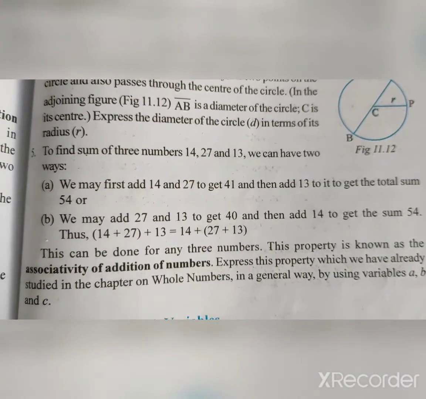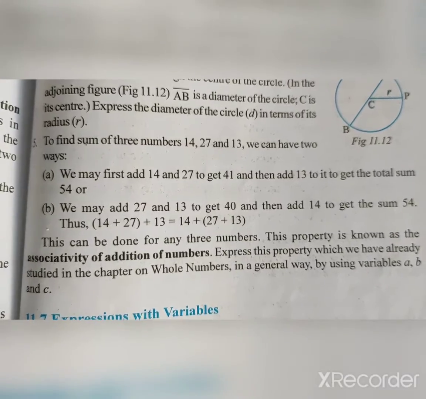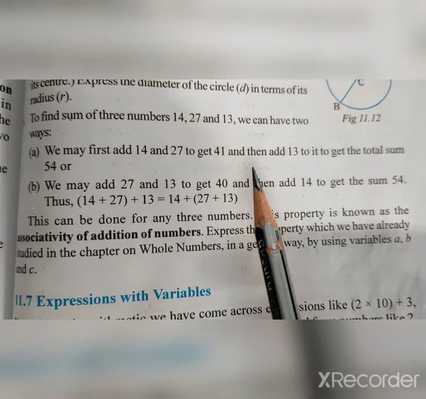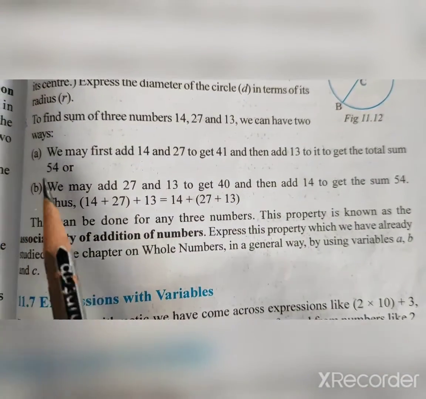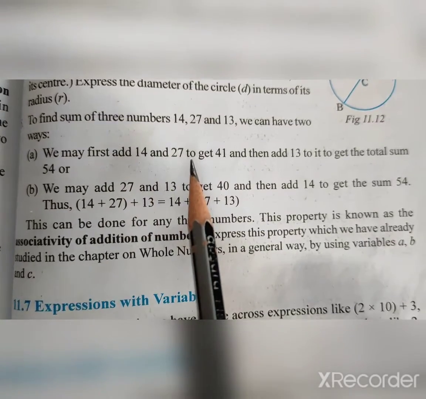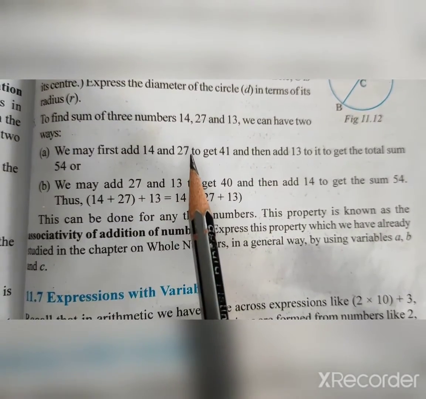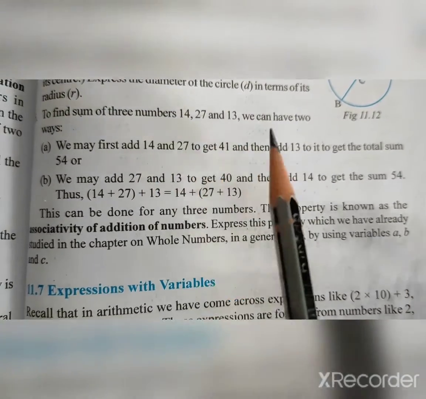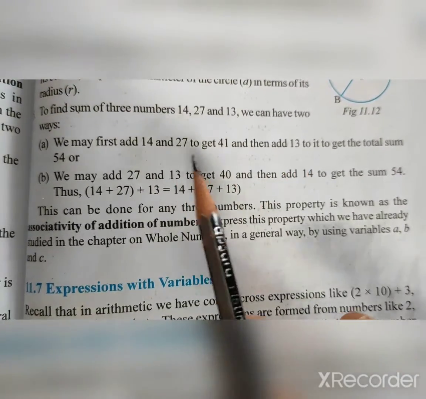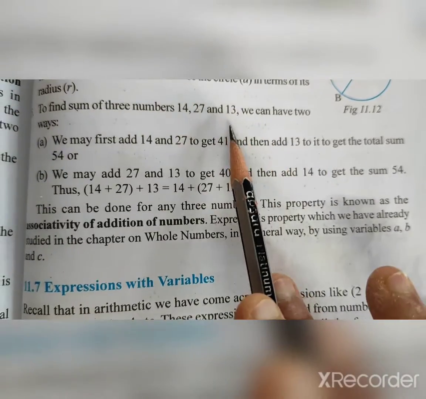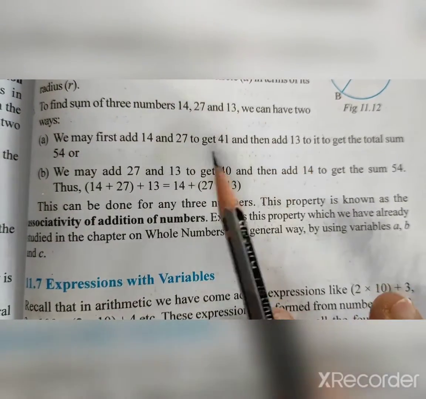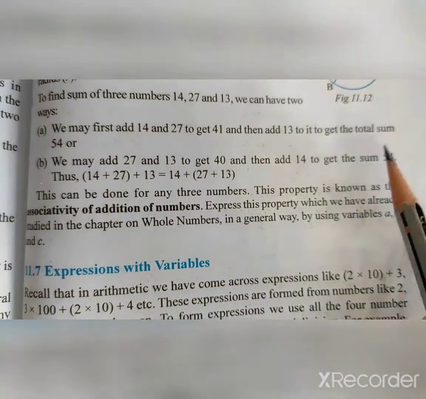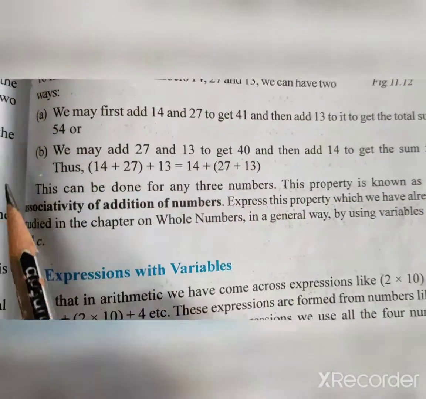Now see here, next question. To find the sum of 3 numbers 14, 27 and 13, we can have 2 ways. We may first add 14 and 27. So 7 plus 4 is 11, carry over 1, so 41. To get 41 and then add 13. So 41 plus 13 is 54. To get the total sum 54.